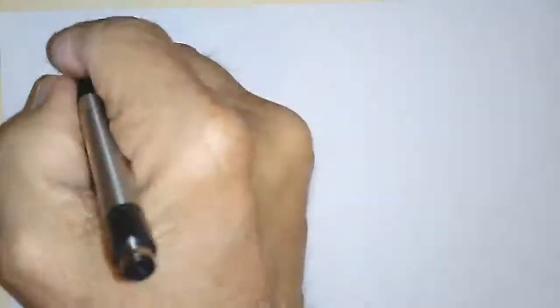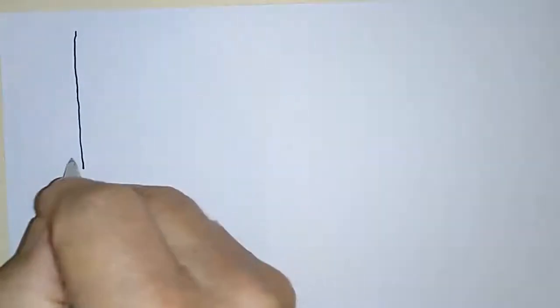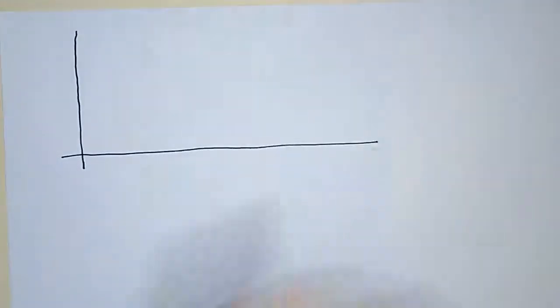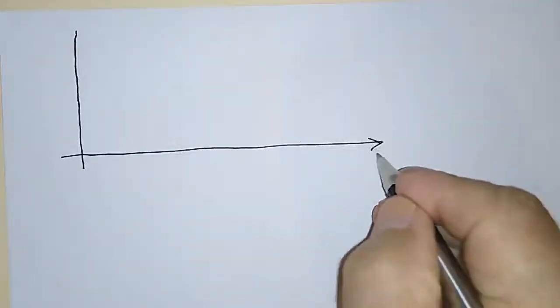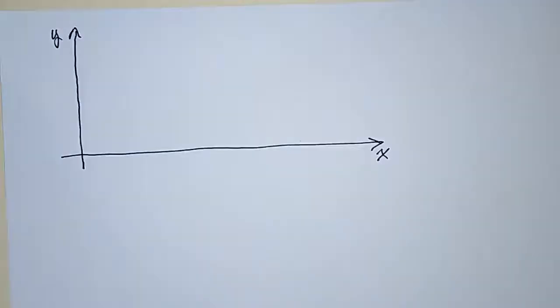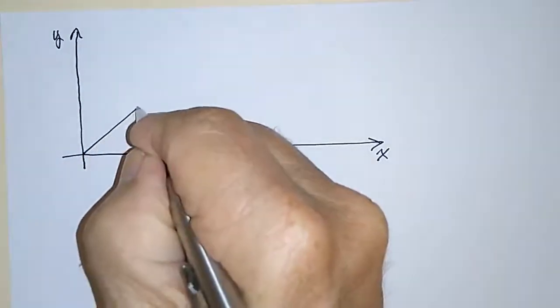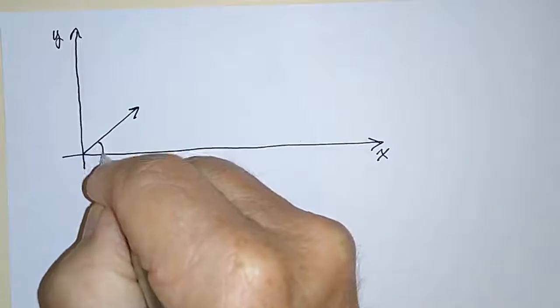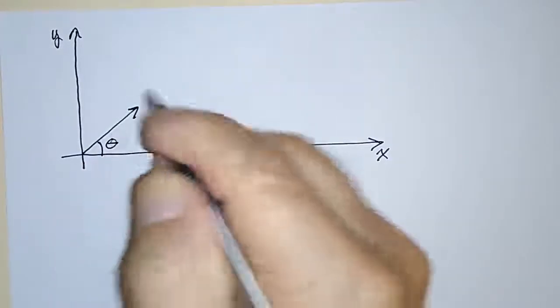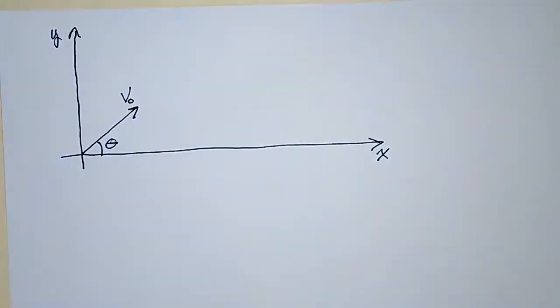Okay, let's say we have a coordinate system like this. This is y, and this is x. I'll put that x out here, y like that. And we're going to launch a projectile from the origin at some angle theta with respect to the x-axis. We'll call that angle theta, and the initial velocity we're going to call v0.